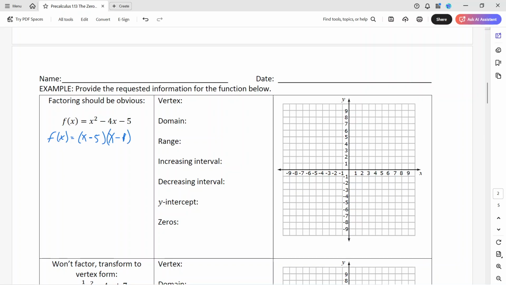And instantly, if I set it equal to 0, then I could see that the values of x that create the expression to equal 0 would simply be an x value of 5 and an x value of 1. So I know my graph crosses at x value 5 and an x value 1.